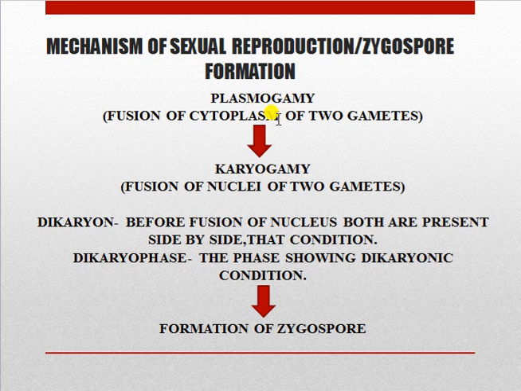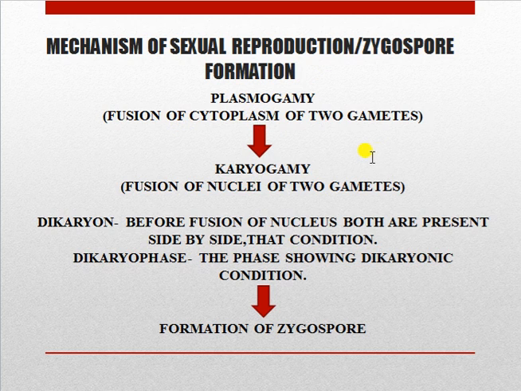So plasmogamy means the fusion of the cytoplasm of 2 different cells, or rather 2 different gametes. Then it is known as plasmogamy. So here, during the zygospore formation, the cytoplasms of the 2 gametes are fusing with each other, that is plasmogamy.